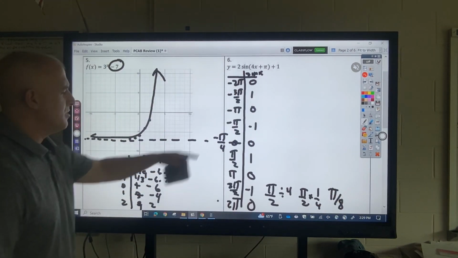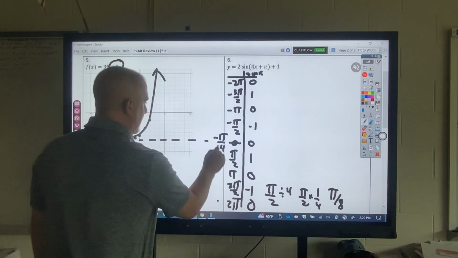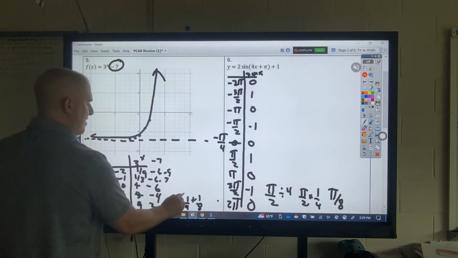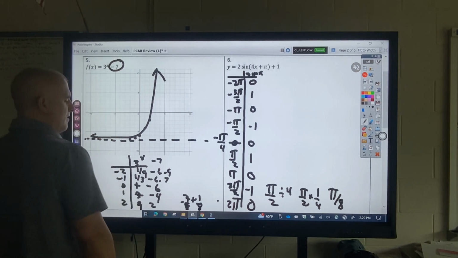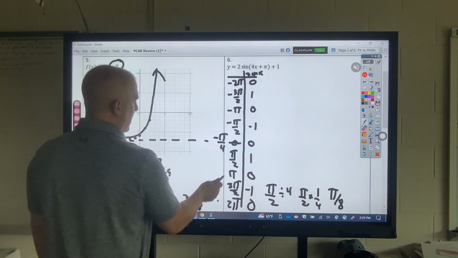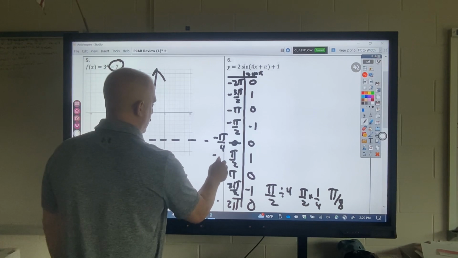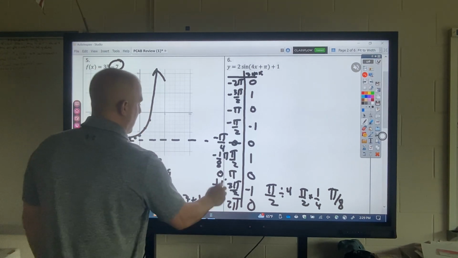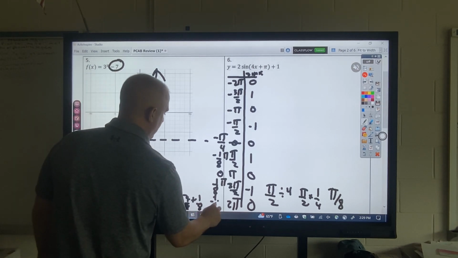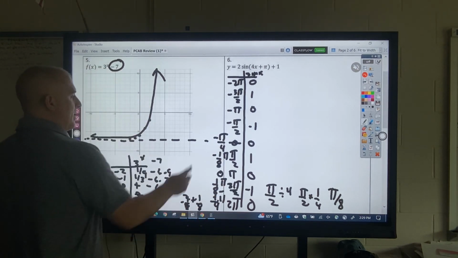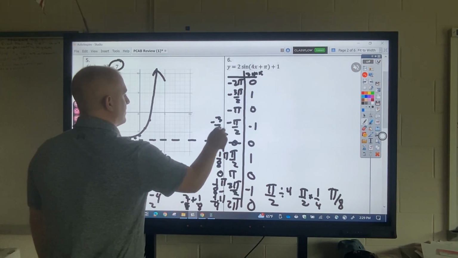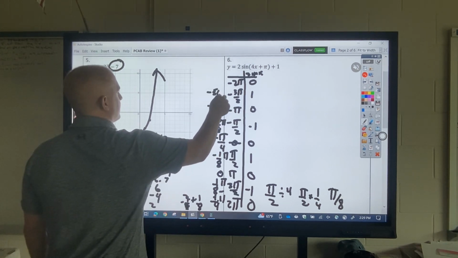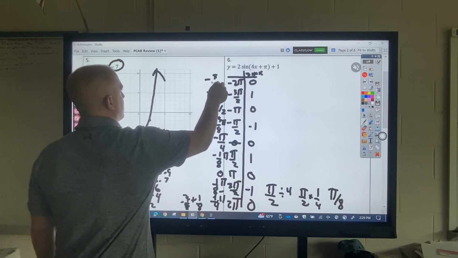Okay, so what I want to do is I want to add an eighth. Okay, so -1/4 plus 1/8. If I get a common denominator, that would be -2/8 plus an eighth. So -2/8 plus an eighth would be -1/8. -1/8 plus an eighth would be 0. 0 plus an eighth would be an eighth. Eighth plus an eighth would be 2/8 or pi over 4. -2/8 minus an 8 would be -3/8. Okay, -4/8. -5/8. -6/8 or -3/4.